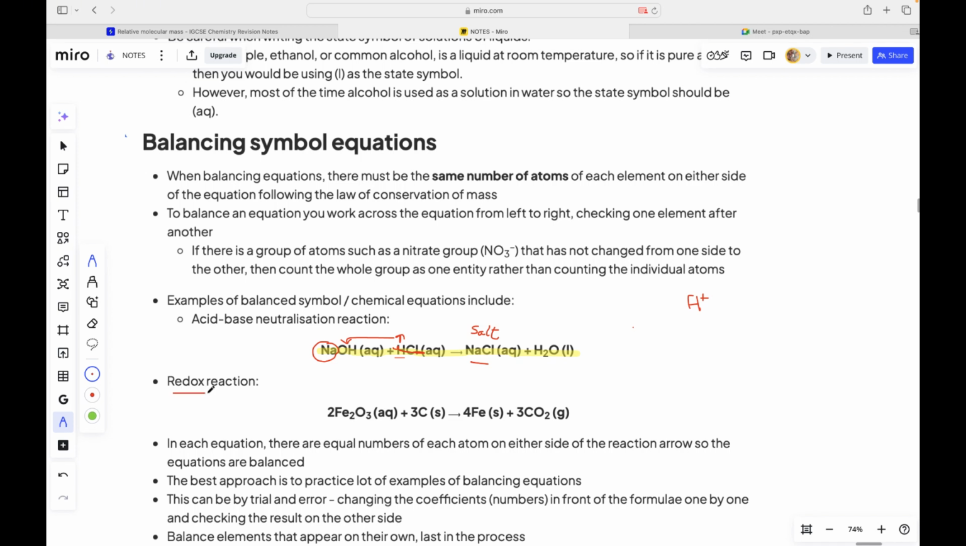Okay, now let's take a look at a redox reaction. What do we mean by redox reaction? It means reduction and oxidation reactions taking place at the same time. One is reduced, one is oxidized. Of course, iron(III) oxide is going to be reduced to iron. This is the reduction reaction, because it is reduced to iron, while carbon is oxidized to carbon dioxide. So this is a redox reaction. Oxidation and reduction are taking place in this reaction at the same time.